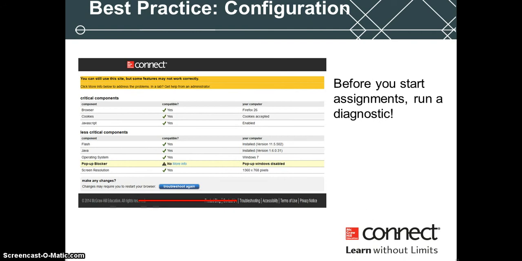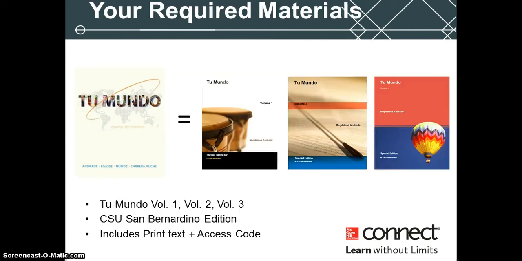I'm going to show you how to register here in just a moment. It is a good best practice when you register for the very first time. If you scroll to the bottom of the Connect home screen, there is a link there that says Troubleshooting. If you click that link, it is going to run a diagnostic for whatever device you are using to access the workbook and lab manual assignments. This diagnostic is going to identify any programs that either need to be installed or updated on your device in order to run Connect most effectively.